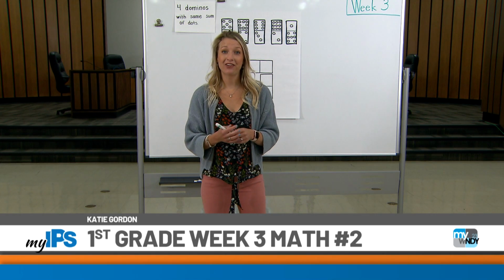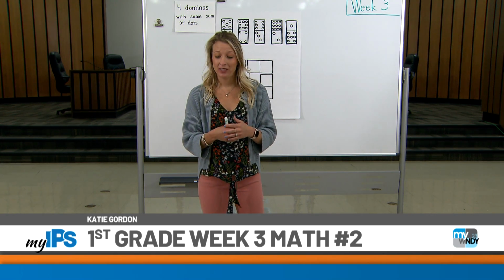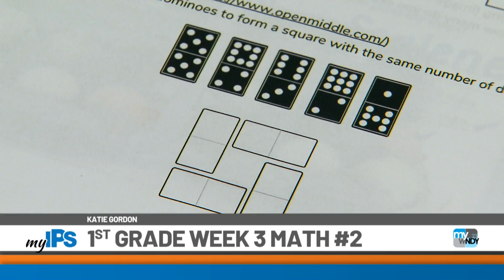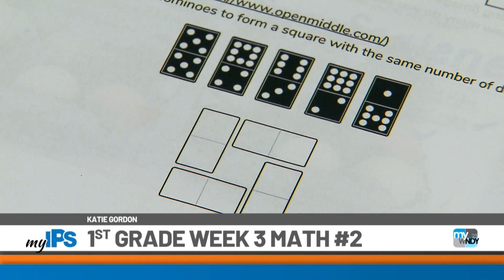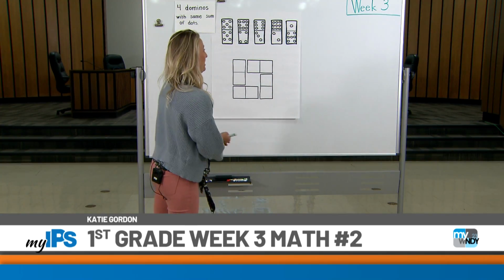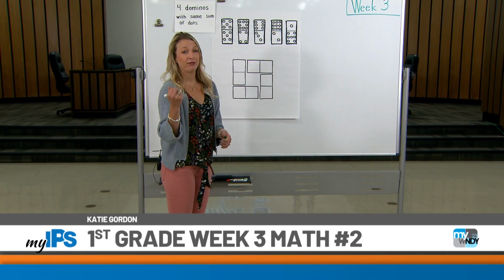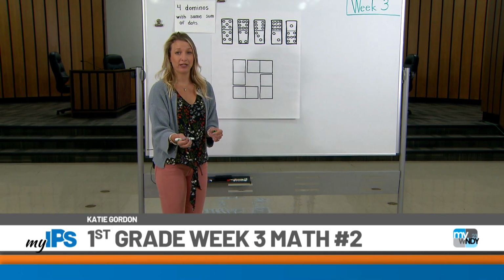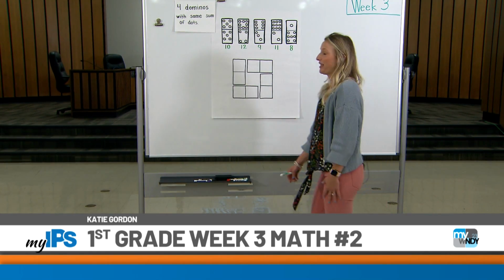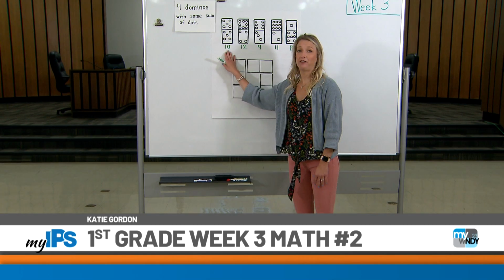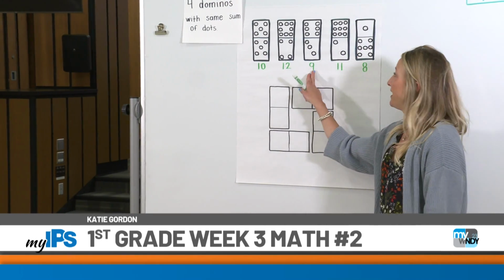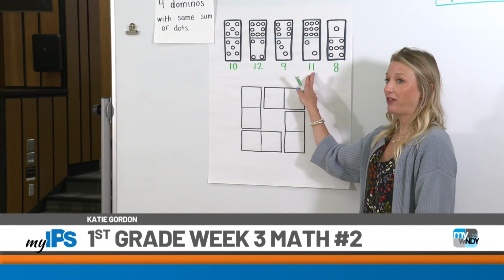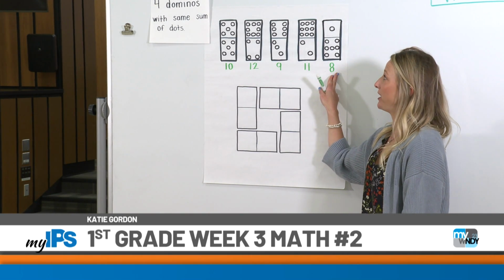Okay, first graders, let's go on to the next part of our day 2. So you'll see the domino sums. I want you to take a moment. What do you notice about the dominoes? I want you to label the dominoes with the total of dots on each domino. So if I looked at my first one, how many dots are on there? I want you to take a moment and write the sum below each domino. Okay, so you should have labeled your dominoes with 10 dots on the first one, 12 on the second, 9 on the third, 11 on the fourth, and 8 on the last domino.